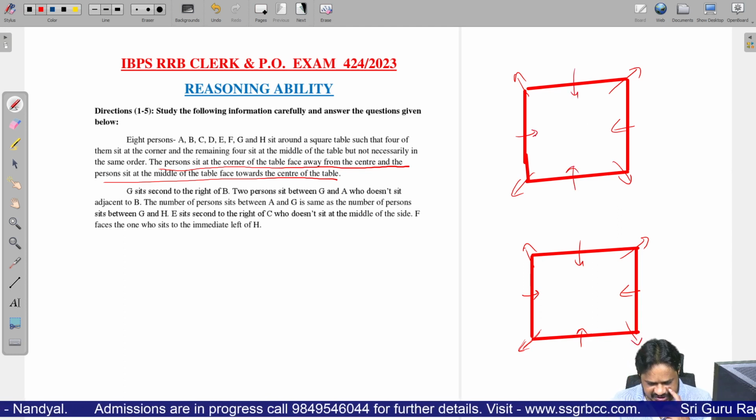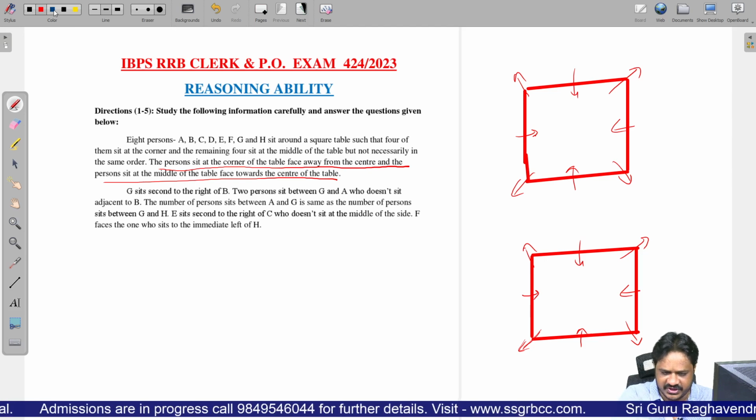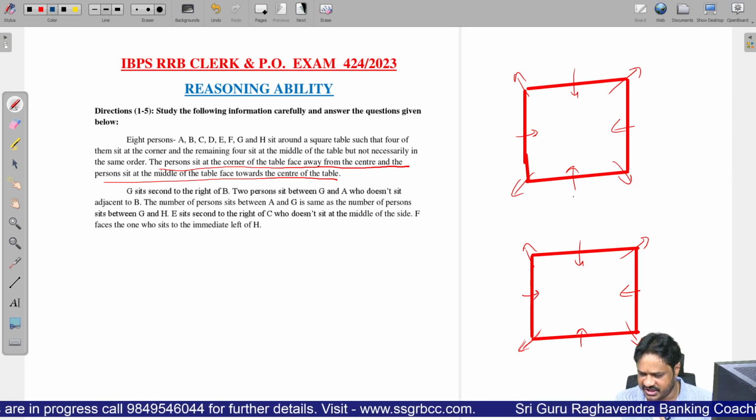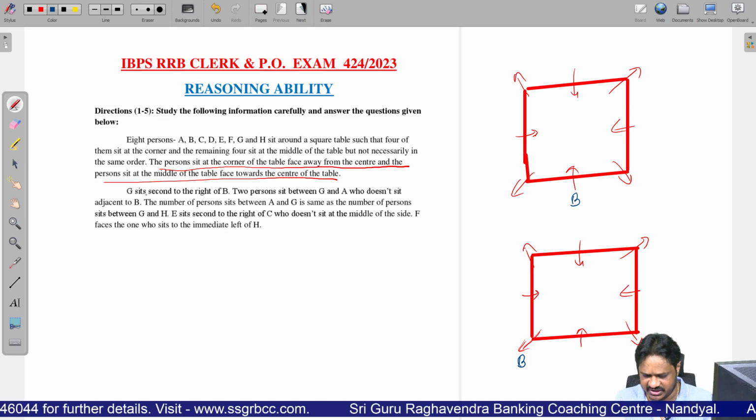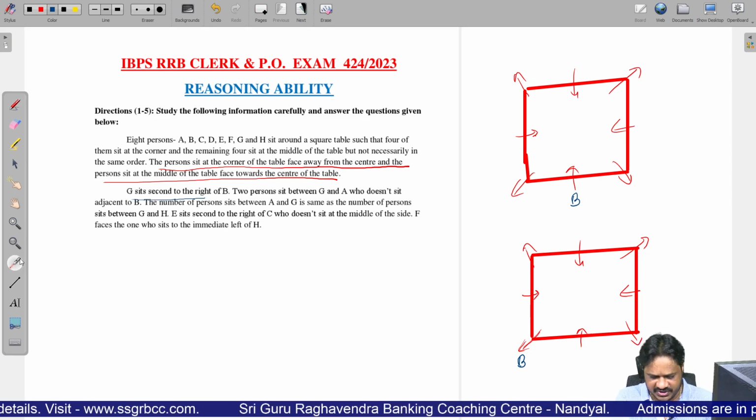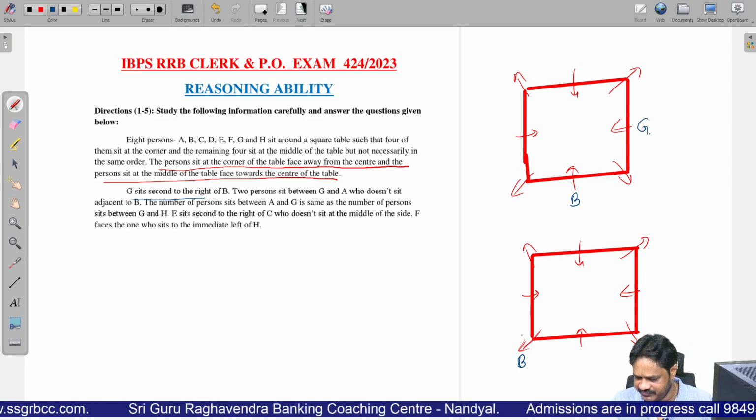Now, G is sitting second to the right of B. In the first case I am taking B in the middle. In the second case I am taking B in the corner. G sits second to the right of B. Since B is facing the center, B's right second, here we will get G. Here, B's left second, we will get G.